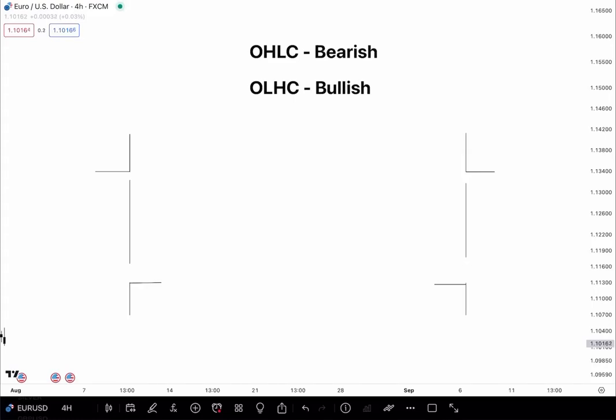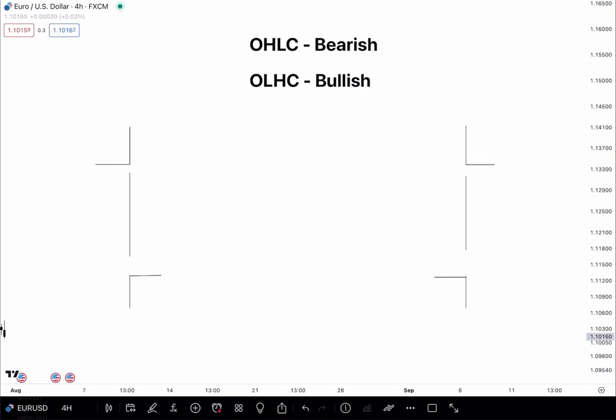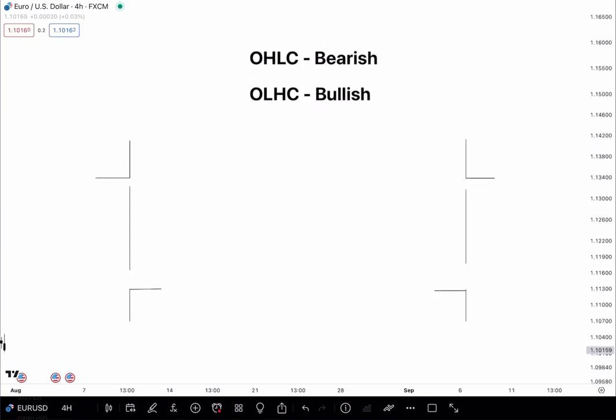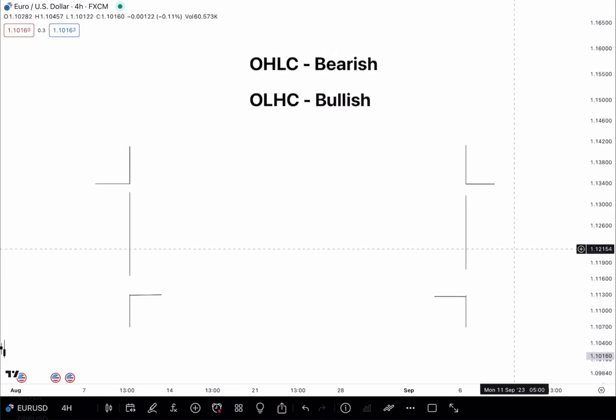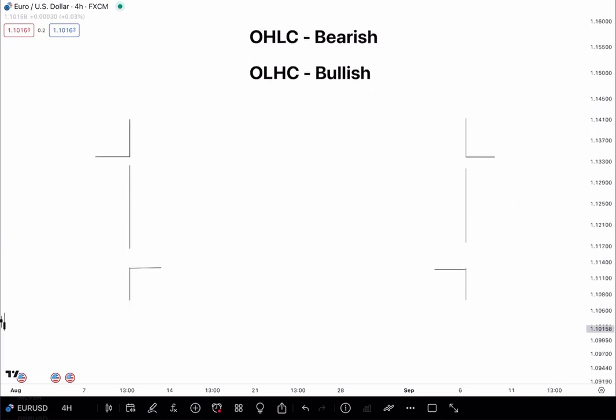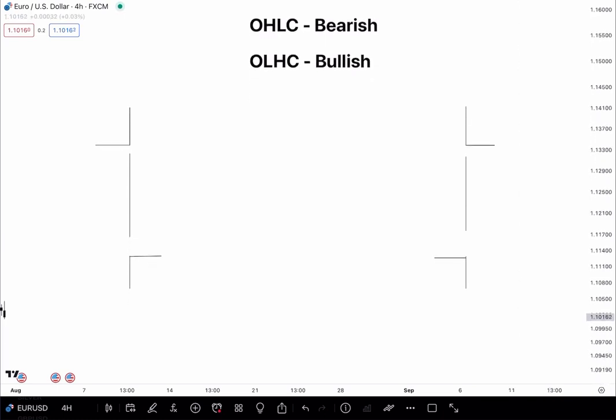The open, high, low, and close, and the open, low, high, and close. Now, this is the basic anatomy of the candlesticks. Right? This is how candlesticks are formed. This is not new information. Everyone knows this. What matters is how do you use this?